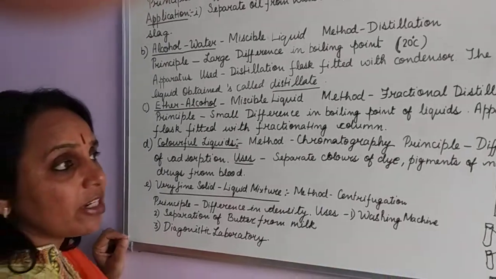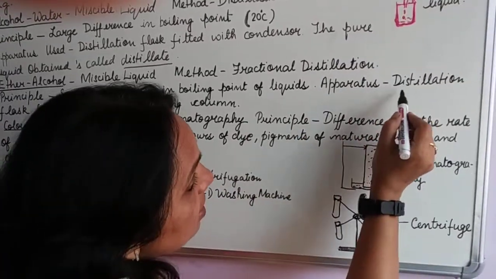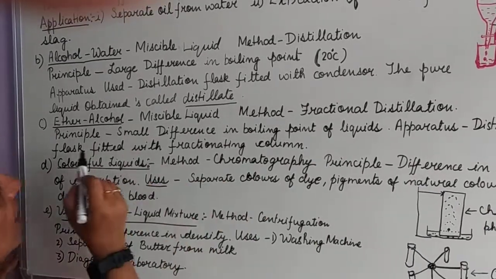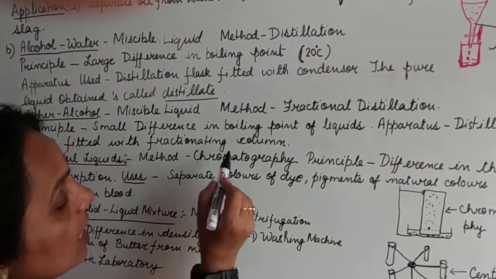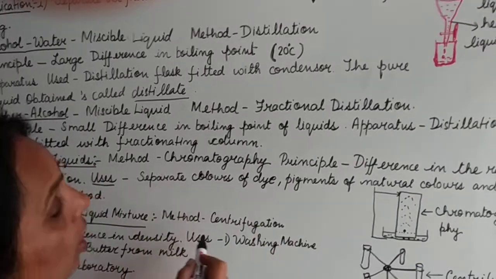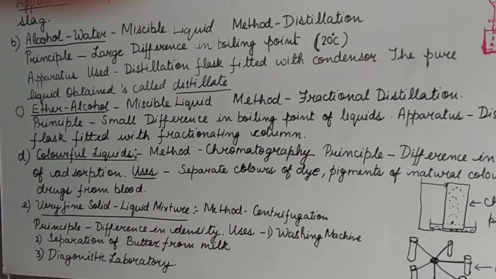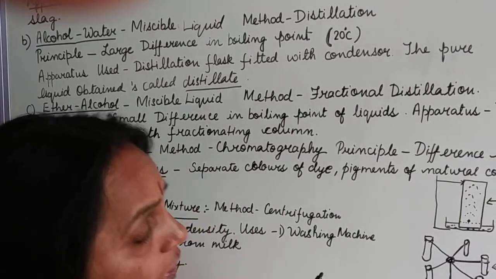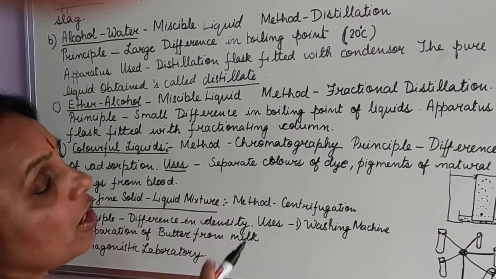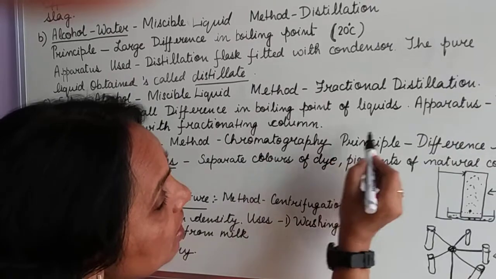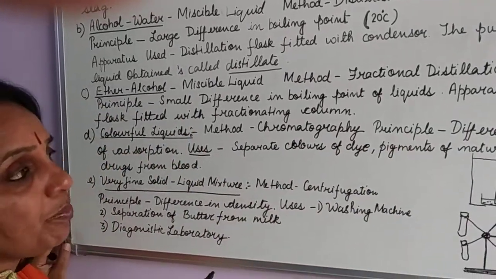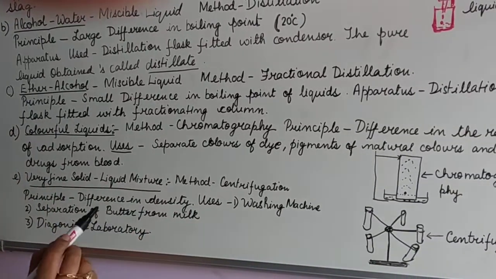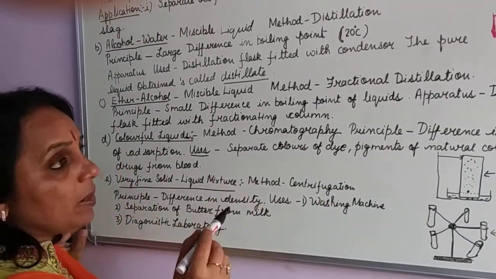What is the apparatus used? The apparatus used is same as the distillation apparatus, but here the distillation flask is fitted with a separate long column called fractionating column. This fractionating column is full of beads which provide larger surface area for the vapors to cool down. So you can refer to the diagram and you'll understand the working well.